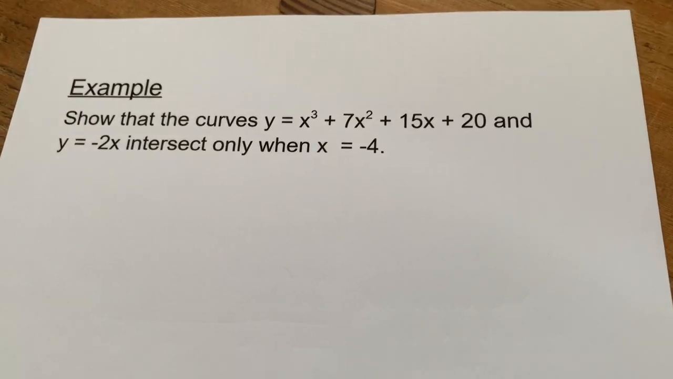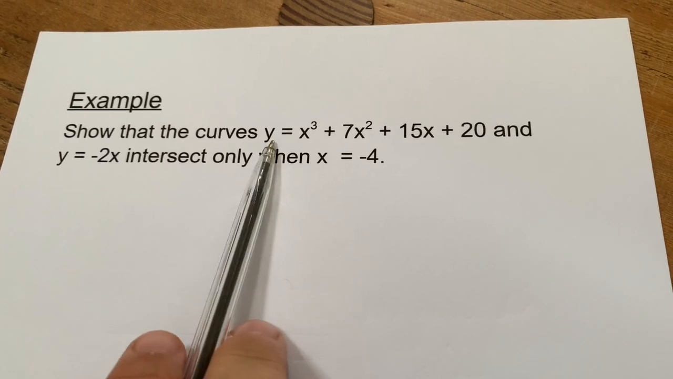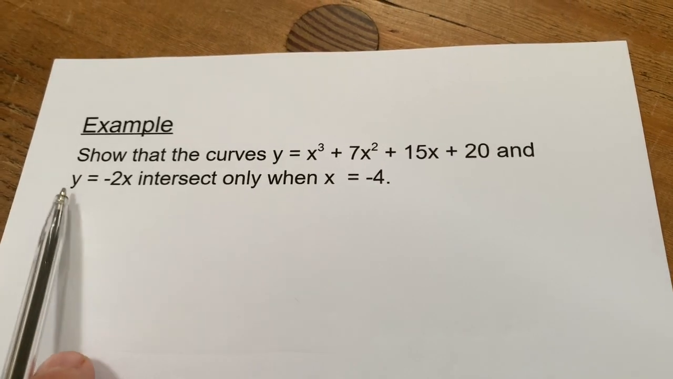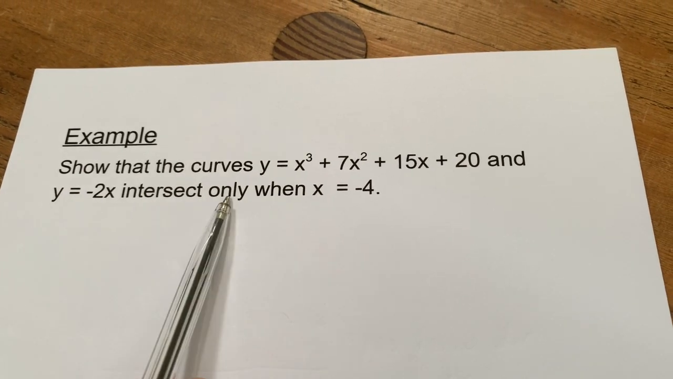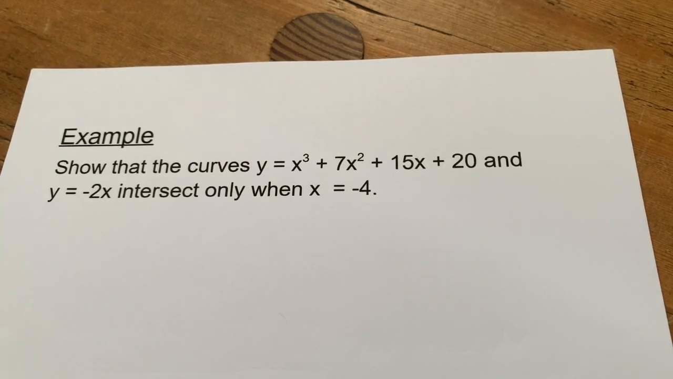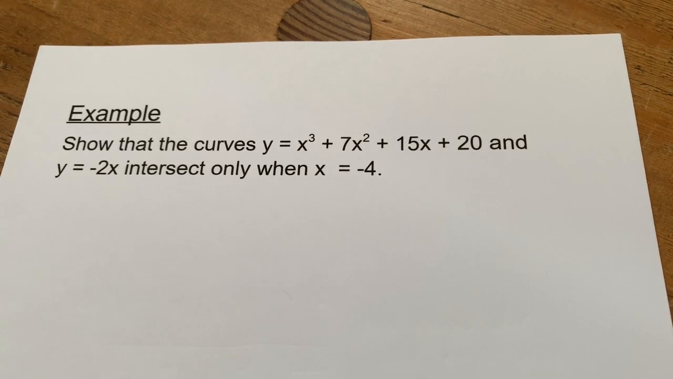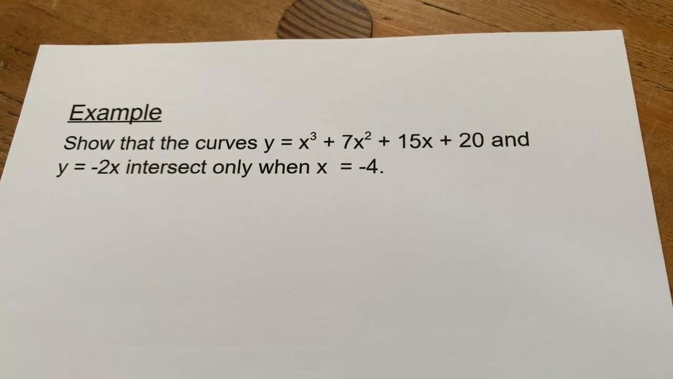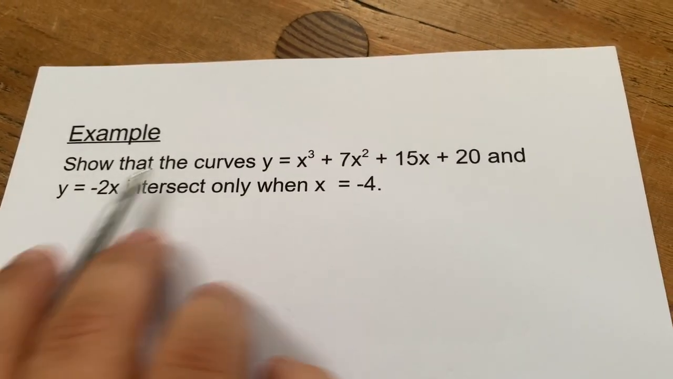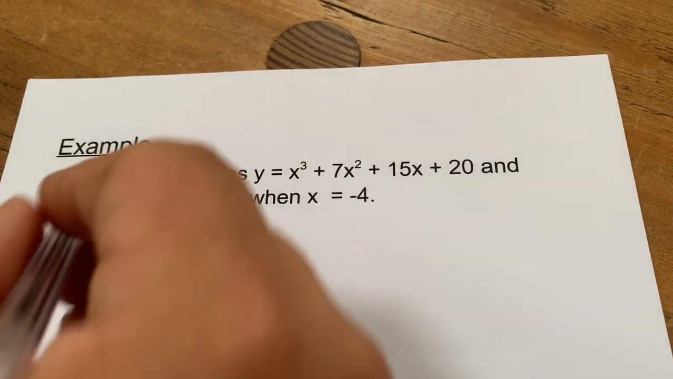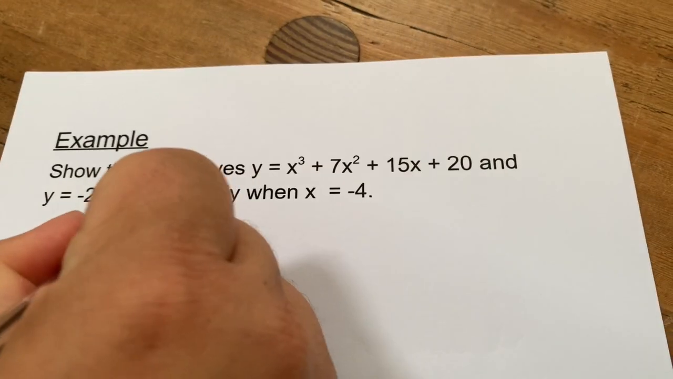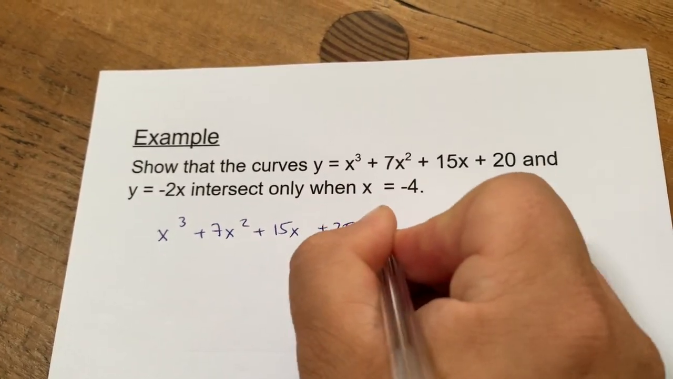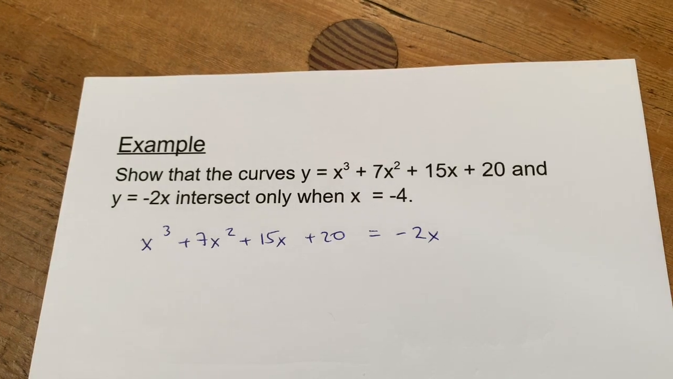Okay, final example. We're going to show that the curves y equals x cubed plus 7x squared plus 15x plus 20 and y equals -2x intersect only when x equals -4. So what we really want to do here is demonstrate that there is only one root when the lines intersect. So we're going to do it the same way as you normally do. You're going to make them equal each other. So these y's equal each other, so therefore the expressions equal each other. So therefore you can have x cubed plus 7x squared plus 15x plus 20 equals -2x.